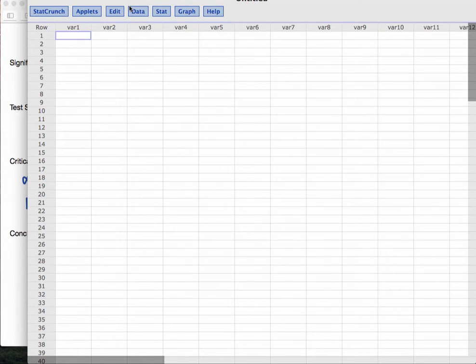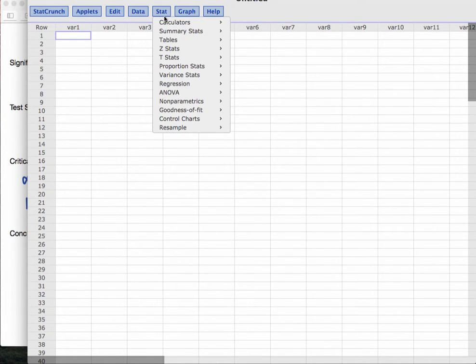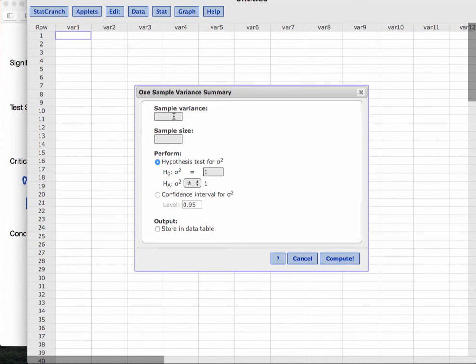To do this hypothesis test in StatCrunch, I'm going to do the entire test. So we'll go to Stat, and then down in the menu here, we want Variance Stats, and we're going to use one sample because we just took one sample of 25 people, and we have the summary of the data. We don't actually have the numbers from our 25 people, but we just have the summary of the results. So we'll click on this. Our sample variance. So what did we get from that?